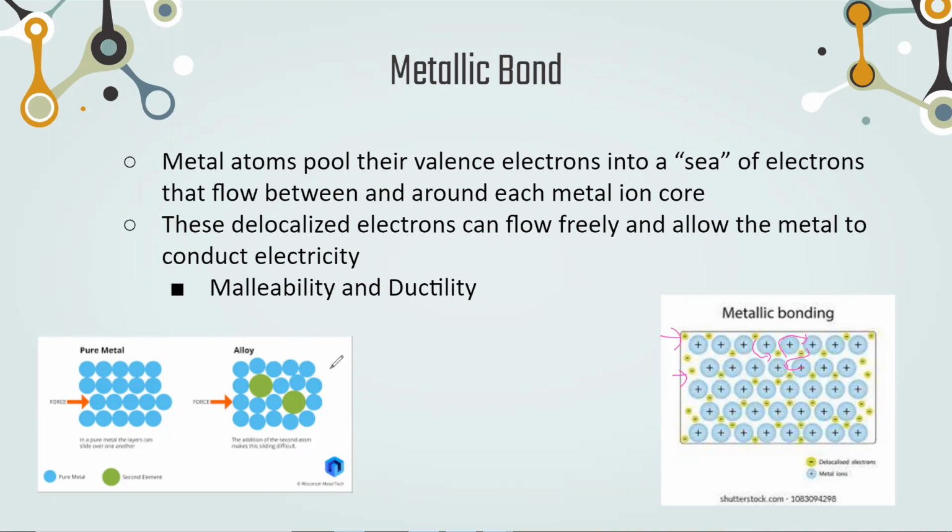Down here, I just put a diagram of an alloy really quickly, because when different metals are bonding together and associating with one another, you get what is called an alloy. And that's just a mix of different metals together. So bronze would be a good example of an alloy.